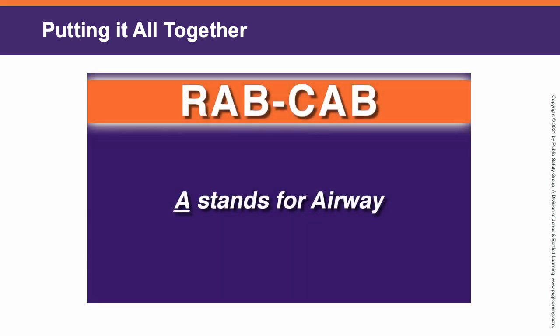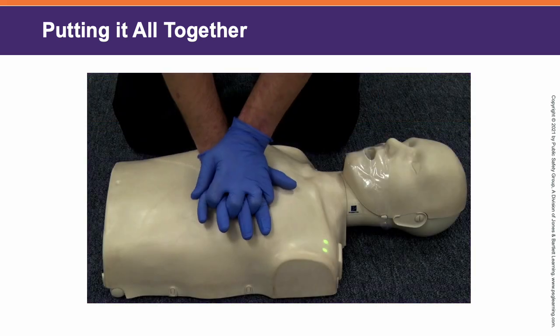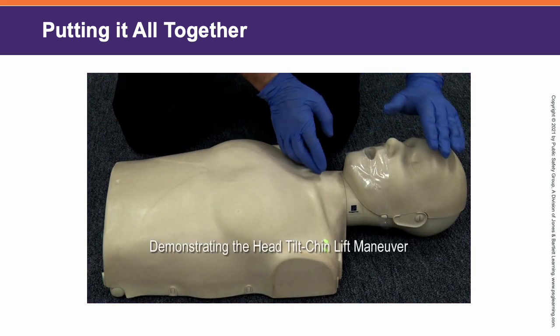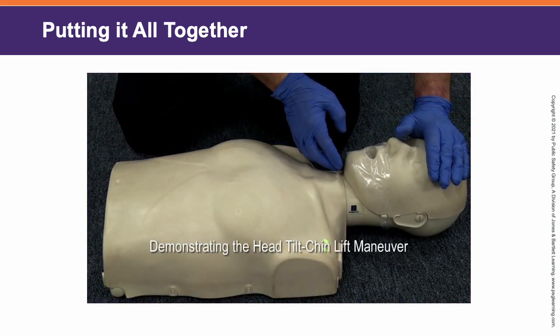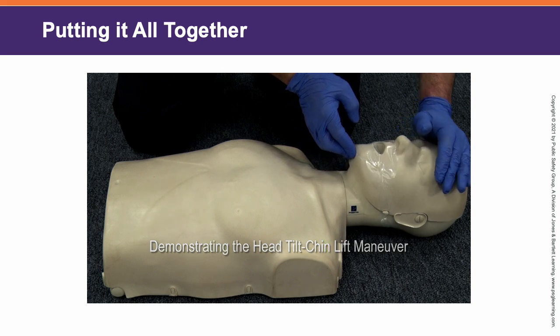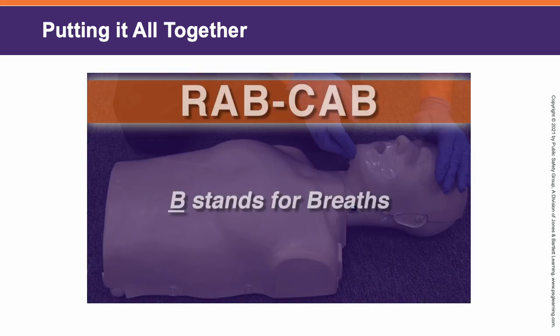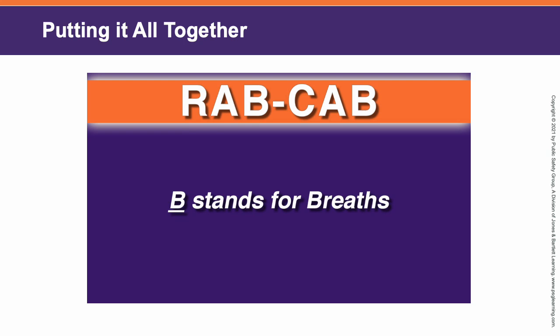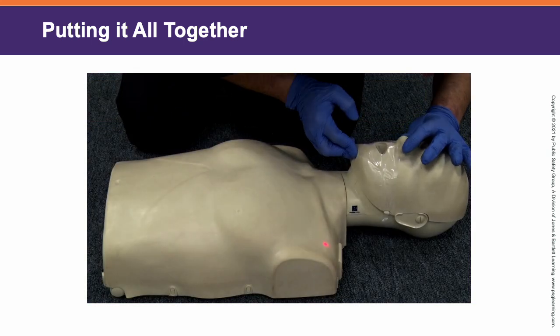A stands for airway. Open the person's airway using the head tilt chin lift maneuver. B stands for breaths. Pinch the person's nose shut and make a tight seal with your mouth on the mouth-to-barrier device or the person's mouth.